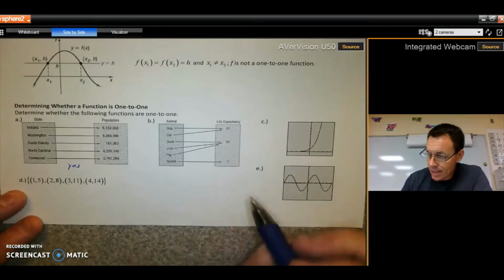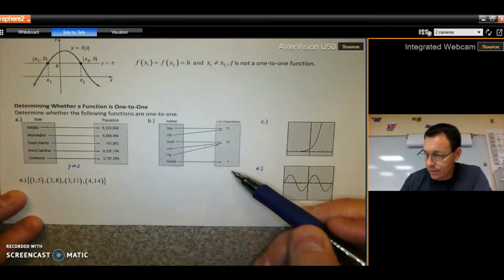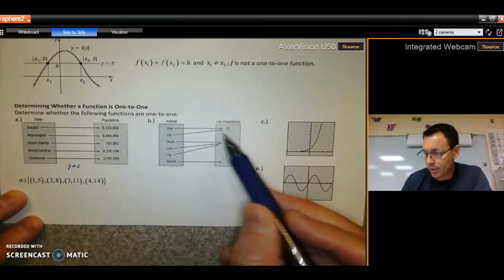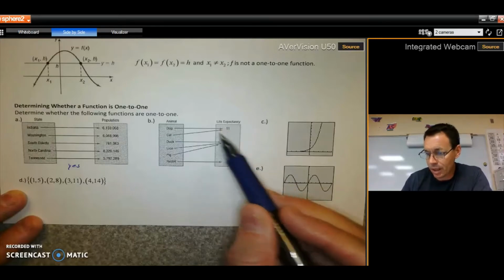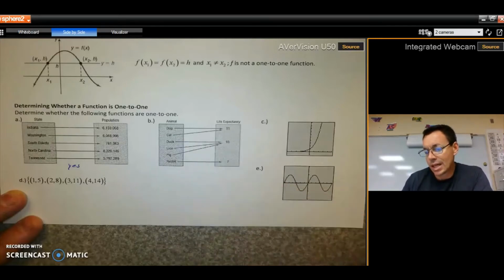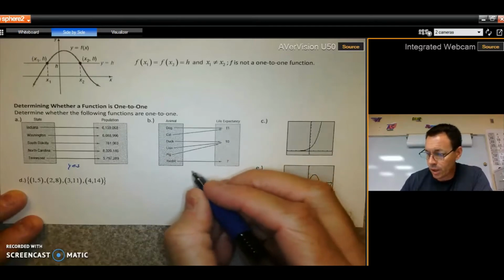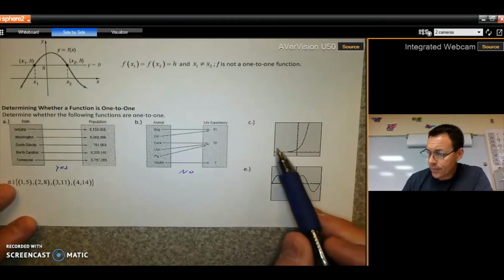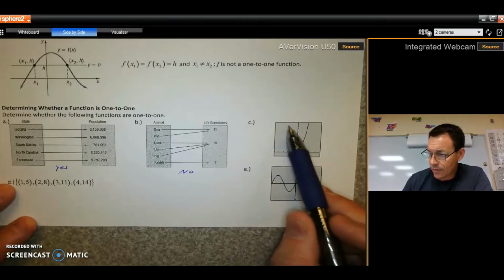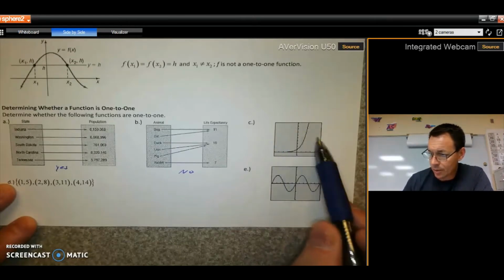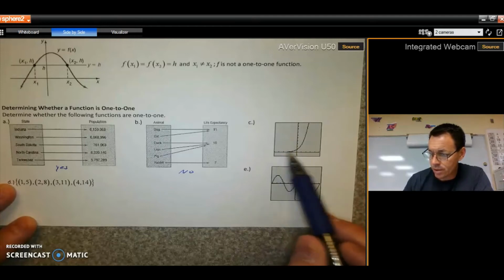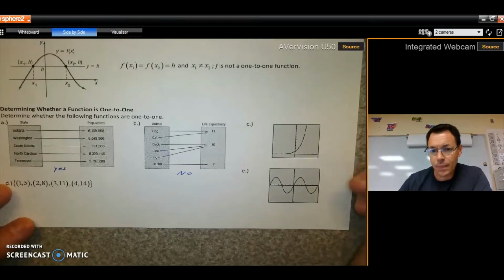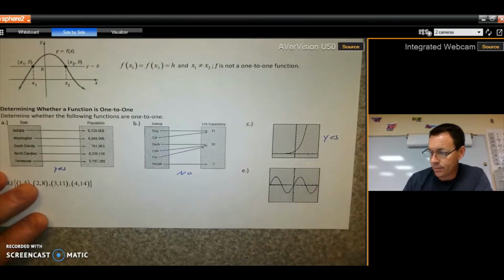Over here has to do with animals and their life expectancy. Well, dog and cats both have a typical life expectancy of about 11 years, so this is not a one-to-one function. Okay, it's a function, it's just not one-to-one, so no. For C, okay, that's a graph. If I draw a horizontal line, everywhere I draw a horizontal line, I'm going to cross that once and only once. Okay, so yes, that would be one-to-one.